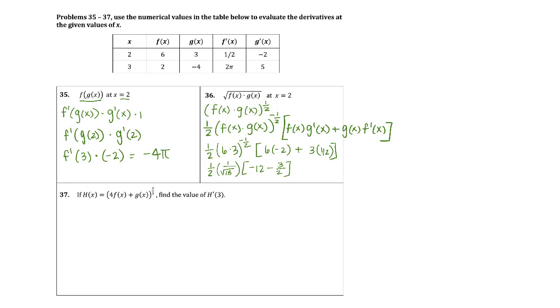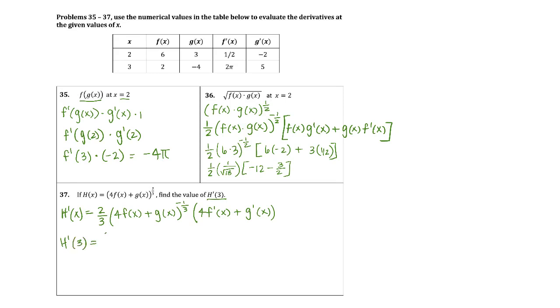All right, and now for 37, we have to find the value of h prime at 3. So we need to find the value of h prime at x first. So we're going to have to do our chain rule. We're going to do 2/3 times 4 f at x plus g at x, and all that's raised to the negative 1/3, and then times the derivative of the inside. So we're going to have 4 times f prime at x plus g prime at x.